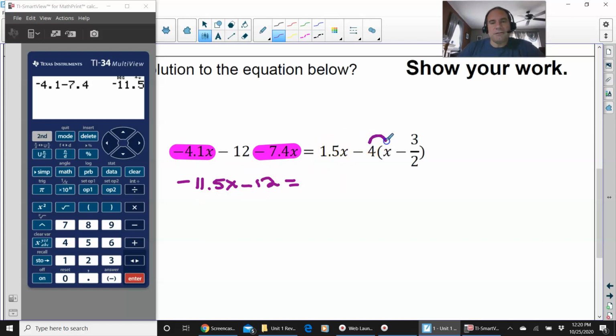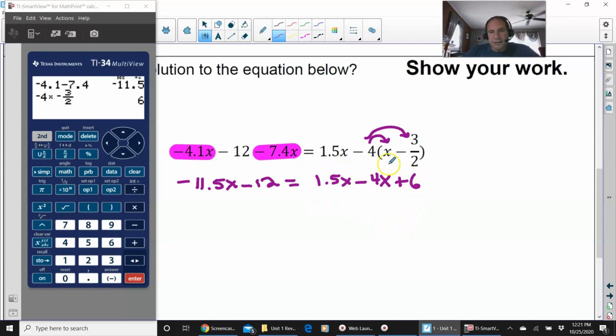So obviously you see parentheses, and you know that should be a signal for distributive property. So I'm going to do negative 4. I'm going to put this 1.5x down. Negative 4 times positive x is negative 4x. And negative 4 times a negative 3 over 2. Negative 4 times a negative, and I'm going to press this with the fraction symbol, 3 over 2. I'm going to press enter. 6. Look at that. A positive 6.